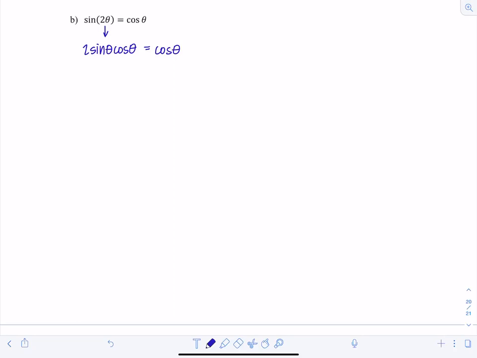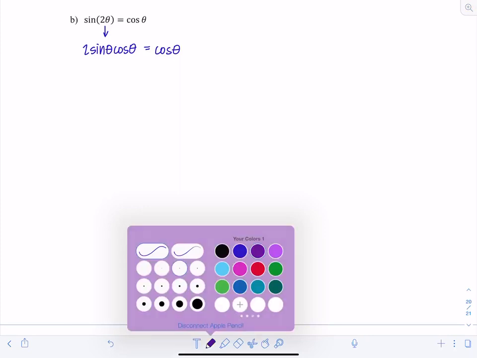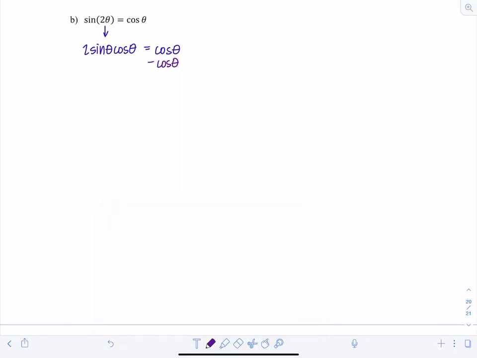And then what do we do from here? Divide by cosine theta? No way, that's super illegal in math. You do not divide by a variable or by some sort of function of a variable. So you're gonna subtract cosine theta over to the other side, okay? And then we're gonna have 2 sine theta cosine theta minus cosine theta equals 0. Now I can factor out a cosine theta, and I have 2 sine theta minus 1 as my other factor.